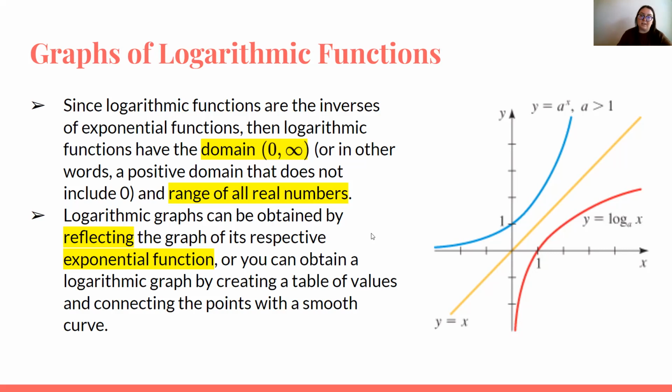Logarithmic graphs, as we've seen before, can be obtained by reflecting the graph of its representative exponential function across the line y is equal to x. Or you can also obtain a logarithmic graph by creating a table of values and connecting the points with a smooth curve. If you just wanted to create a graph of a logarithmic function, you could create a table of values, calculate points, plot those points, and connect them with a smooth curve. If you wanted to plot a logarithmic function yourself, that's what it would look like, as opposed to using a graphing calculator. All right, so again, the domain has to be positive.